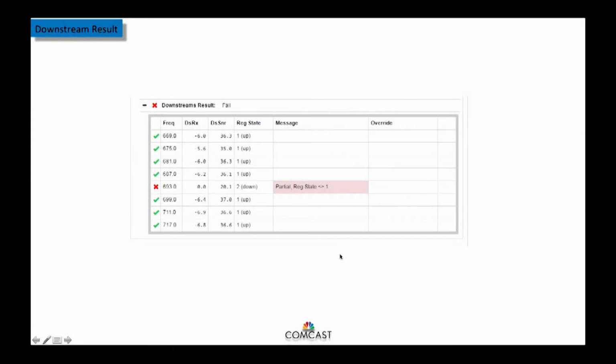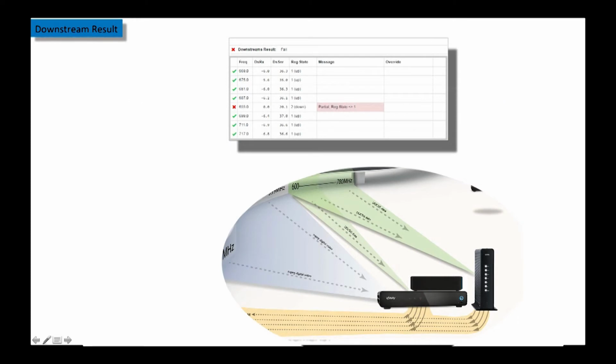Okay, the downstream result. Similar to the upstream, it gives you the downstream frequencies. And right here, this is an X1 DVR or an X1 box. I don't know if it's a DVR or not, but this is an X1 box. And this is the downstream result. Basically, it tells you if the QAMs are good to go. It tells you which one is the problem if it's failing.